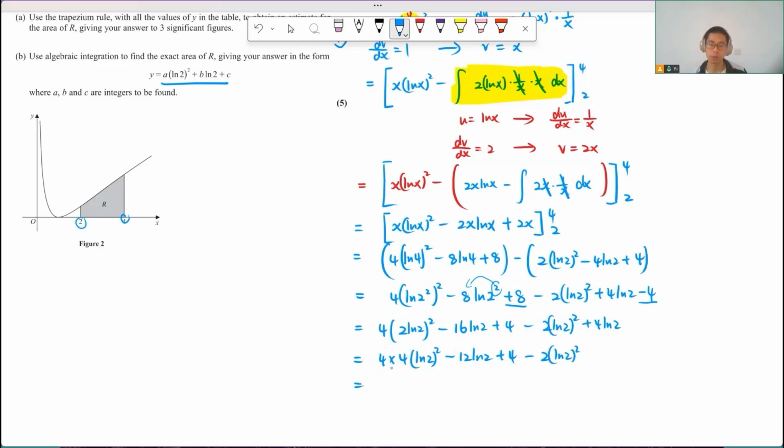So 4 times 4 is 16, so 16 ln 2 square minus 2 ln 2 square. Then 16 minus 2 is obviously 14, that would be 14 ln 2 square. And then minus 12 ln 2 plus 4. So there's nothing more we can simplify. So this will be the final answer. So in this case, A is equal to 14, and then B is equal to negative 12, and then C is equal to positive 4.